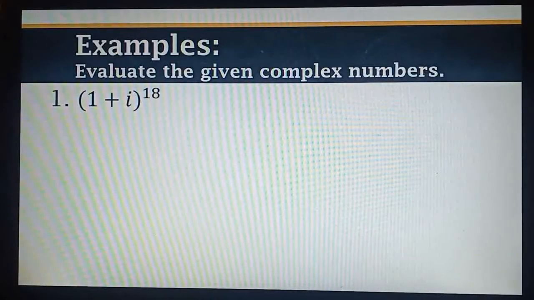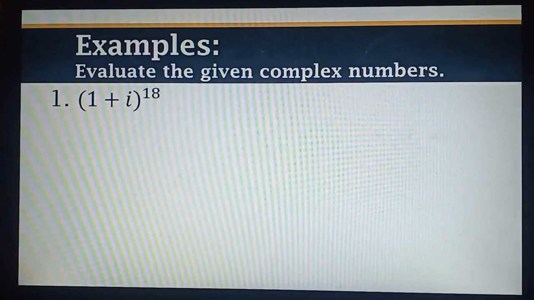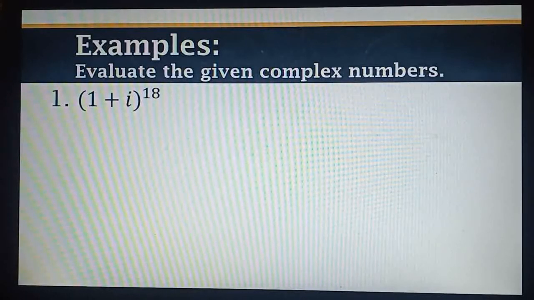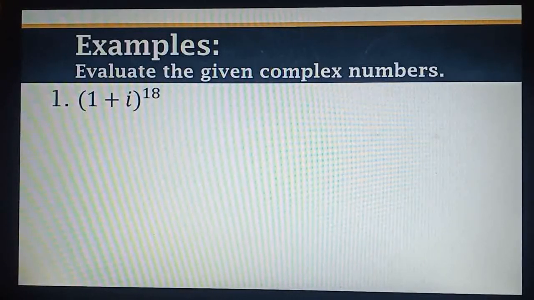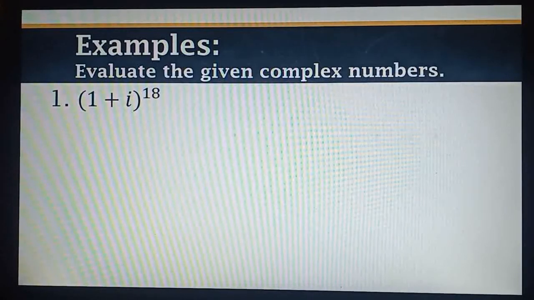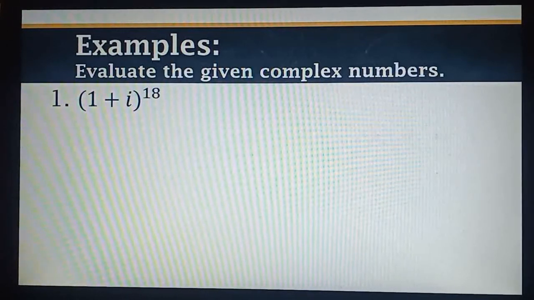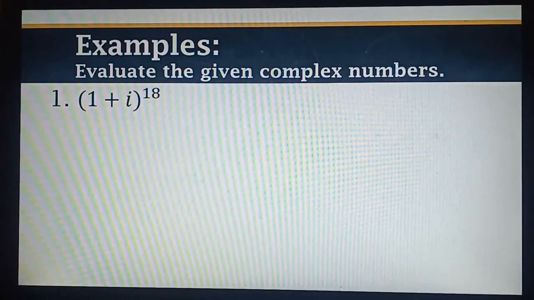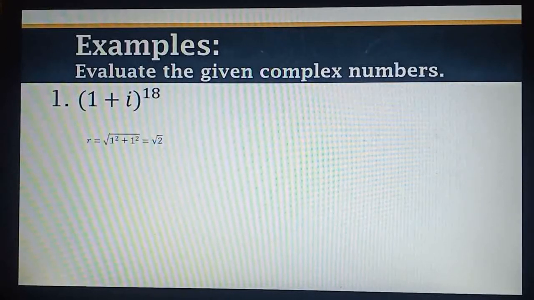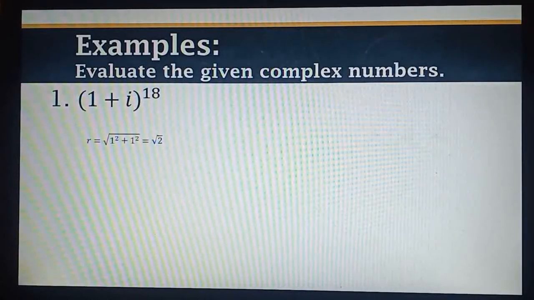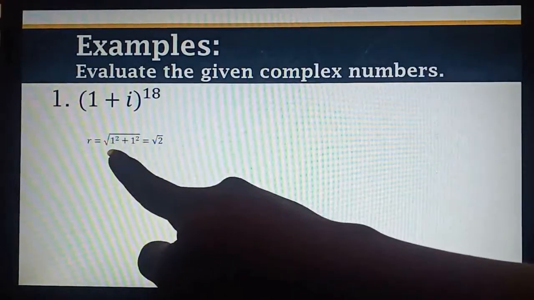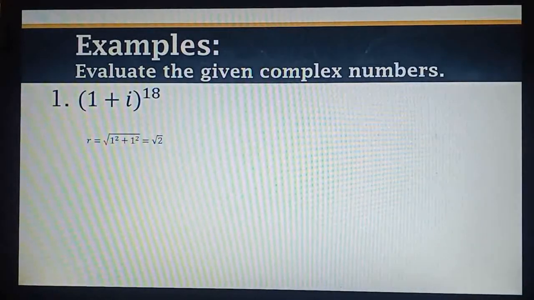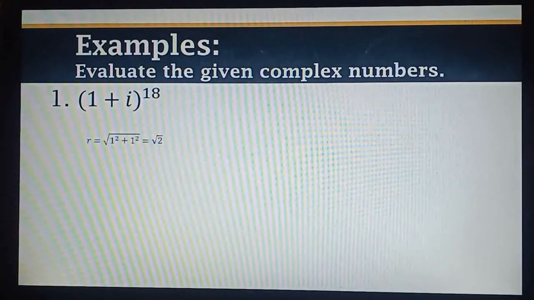So, let's have an example. Let's say we have to evaluate the given complex number, number 1, the quantity of 1 plus i, which is considered a complex number, raised to 18. So, what we will do is convert 1 plus i to polar form. To get the polar form, we have to get the value of r. The value of r is the square root of 1 squared plus 1 squared. Evaluating that, you will now have r equal to the square root of 2.